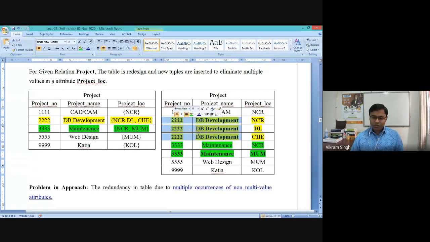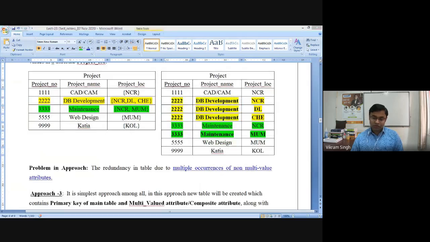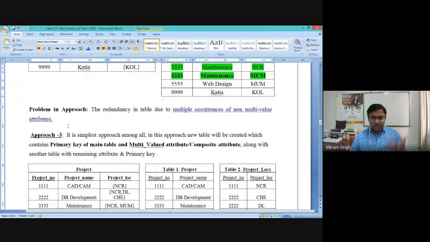Because of this approach, we have these redundant values of project number and project name, which were not multi-valued at all. But because to take care of the multi-valued project location, we have created multiple redundant copies of these 2 attributes. So this is again not a good approach. So we are going for the third approach.